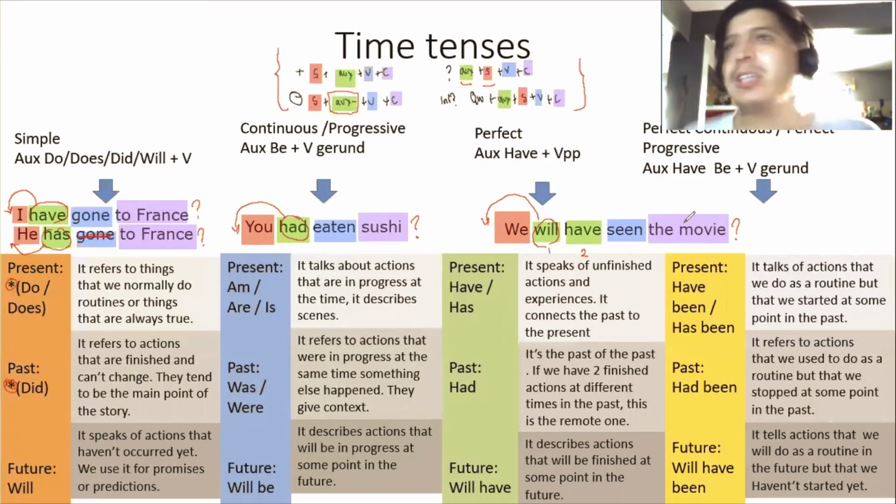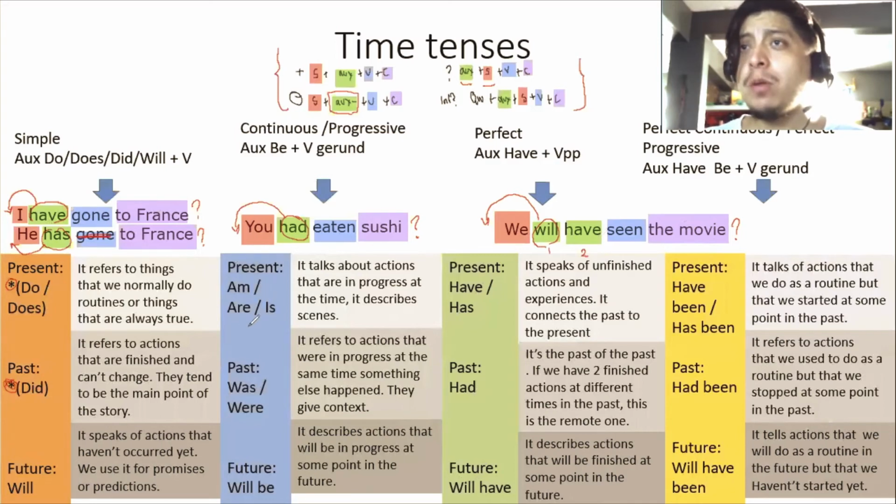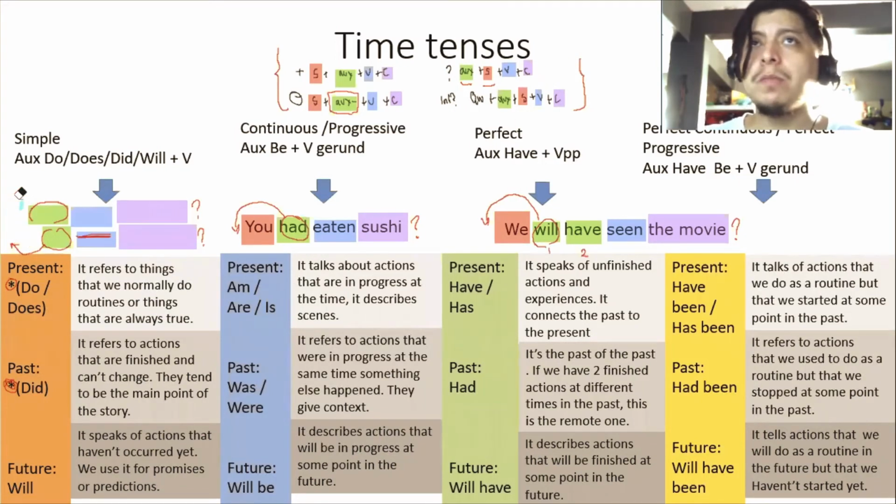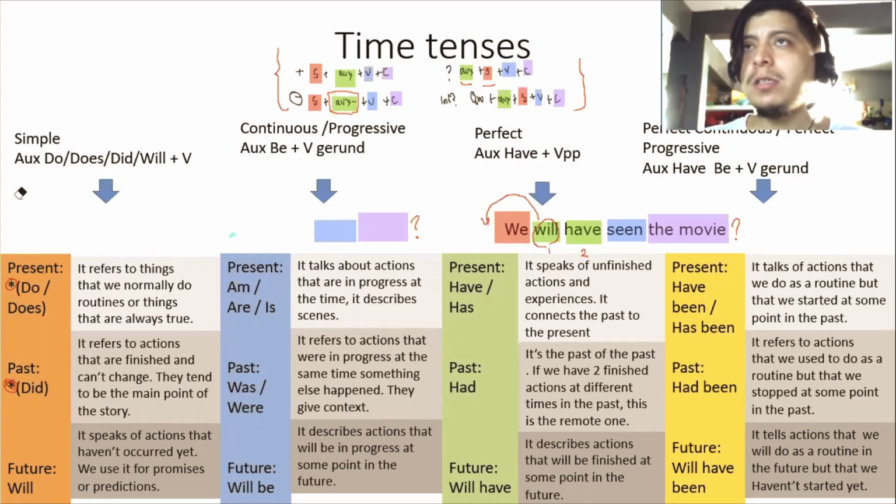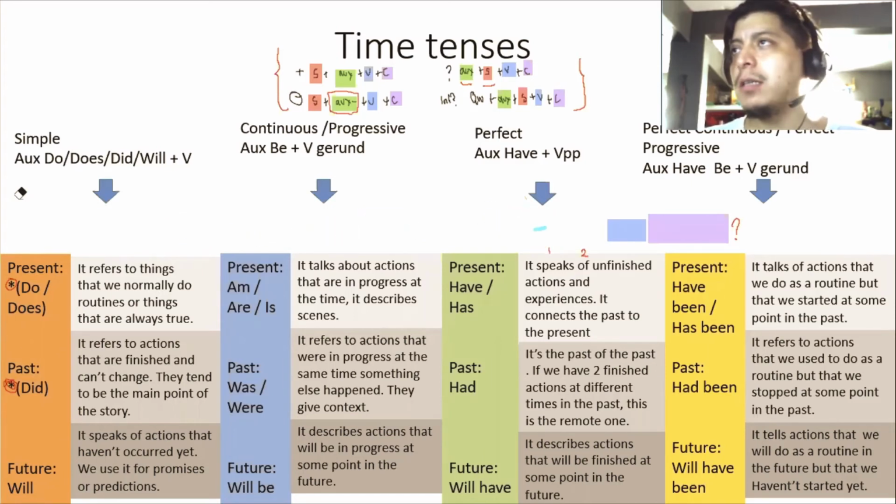Okay, that's pretty much it. The perfect forms always use have, has, have, or will have. The continuous forms use the verb to be. The perfect forms use the verb have. The verb is always in the past participle. The verb is always in the gerund. That's pretty much the way they work. So let me erase all of this, and let's check finally the perfect continuous time tenses.